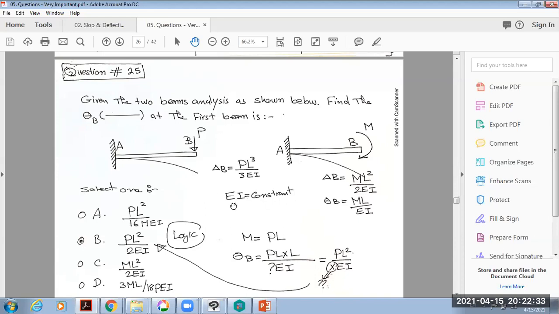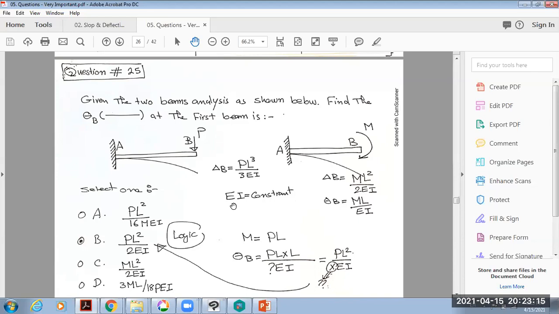So now, EI constant. Let us see the options. Find the mistakes between A and B. Select one, A, B, C, or D. For sure, 100%, the slope should be a function of W, L divided by something EI. Let us see option number 1. Option number 1 has M down, 16 MEI, wrong. Option number C has L square, and there is no M because it's subject to a concentrated load.